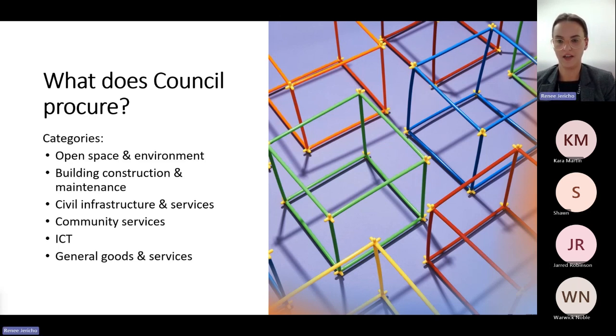The fifth category is information and communication technology, and this includes computers, iPads and phones, and accessories and repair services. And the sixth category is general goods and services, which includes things like sign writing, graphic design, office supplies, the purchase of and hire of and servicing, of course, of vehicles and machinery, power tools and catering.